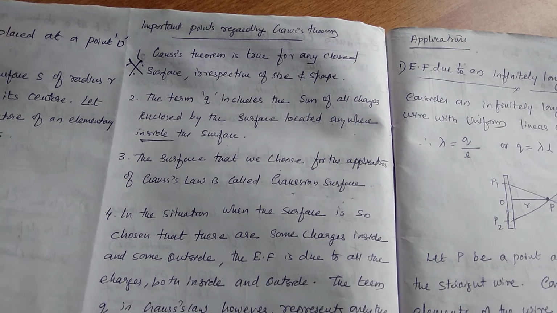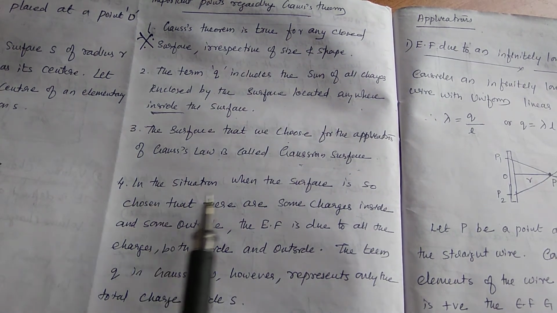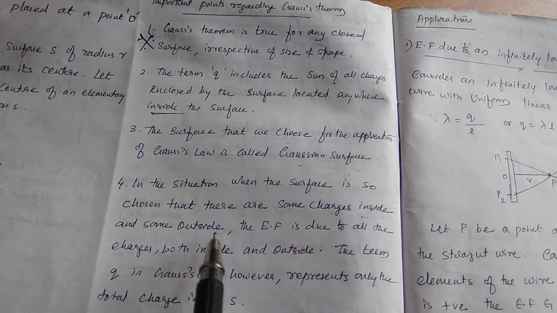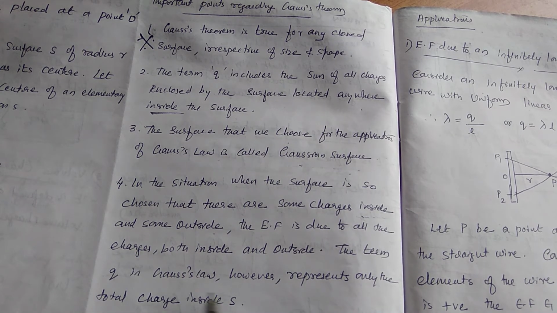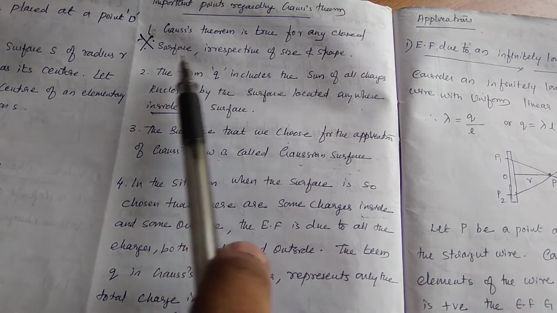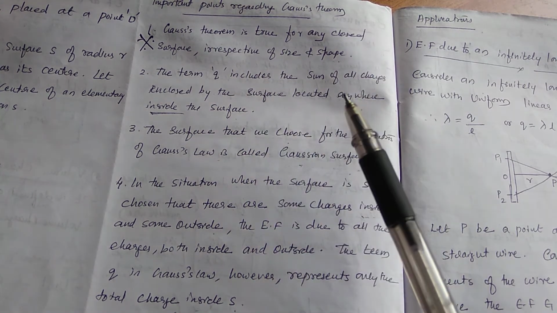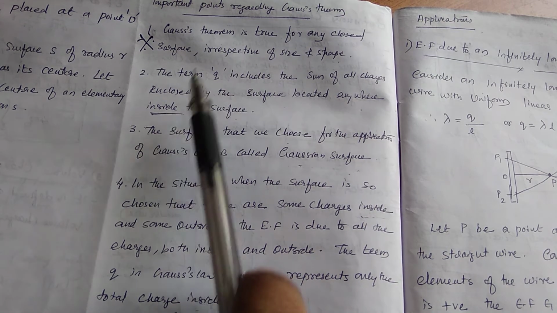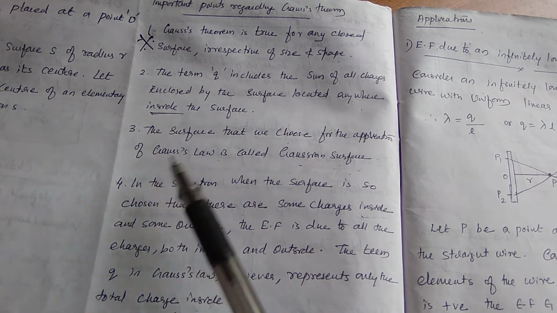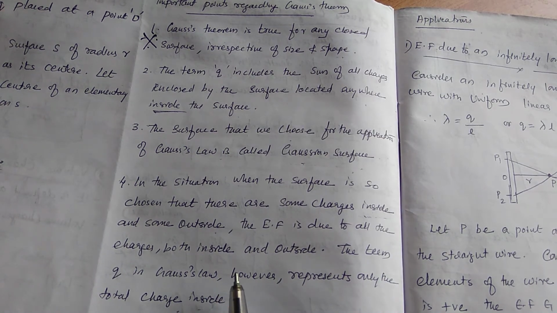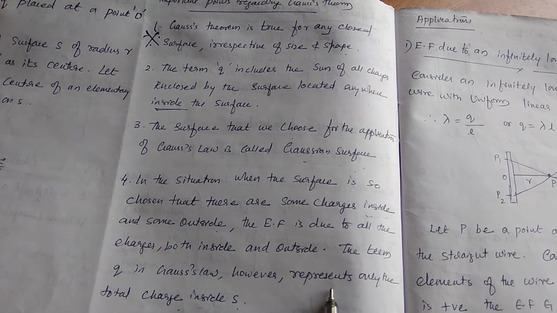Next point: in the situation when the surface is so chosen that there are some charges inside and outside, we only consider the inside charge. Gauss theorem represents only the total charges inside. First point, Gauss theorem is true for any closed surface; there is no particular shape or size. The charge q means total charge inside the surface. The surface we choose for Gauss law is called Gaussian surface. If there are charges inside and outside, we only consider the total charge inside the Gaussian surface.